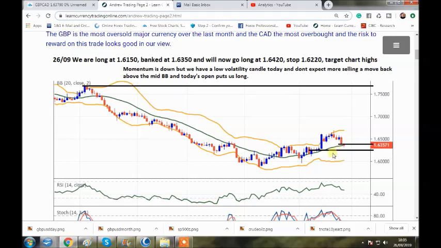And this one, in terms of the CAD, I still view it as the most overbought of the majors, and sterling is the most oversold. So yeah, my biggest allocation is on this one out of the three commodity currencies. I'm just aiming for chart highs at the moment. I might even extend that, but I'm looking for a really big move. So we'll see if it happens.